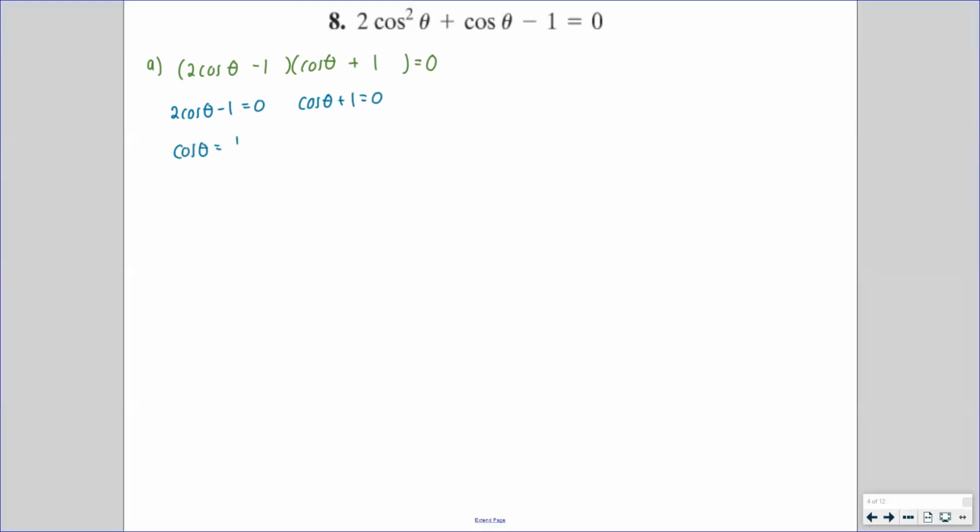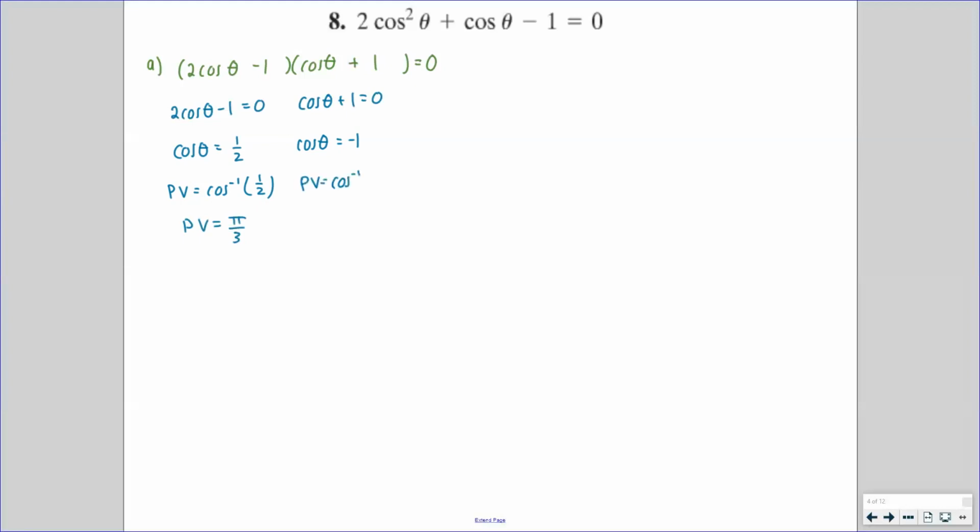All right, so our first factor tells us that the cosine of theta is equal to 1/2. Our second factor is going to tell us that the cosine of theta is equal to -1. And then our principal values are going to come from those inverse cosines. So our first principal value is coming from the inverse cosine of 1/2. So where on the unit circle in the first or the second quadrant is cosine 1/2? That is the angle pi/3.